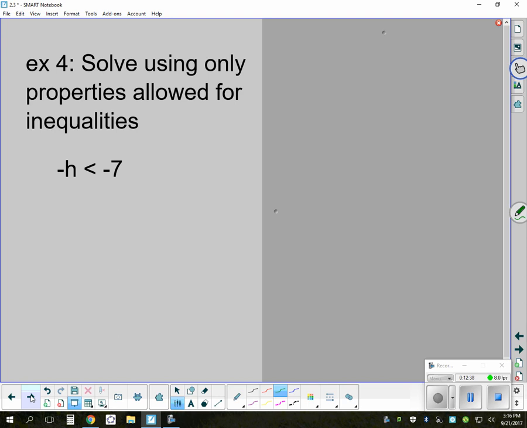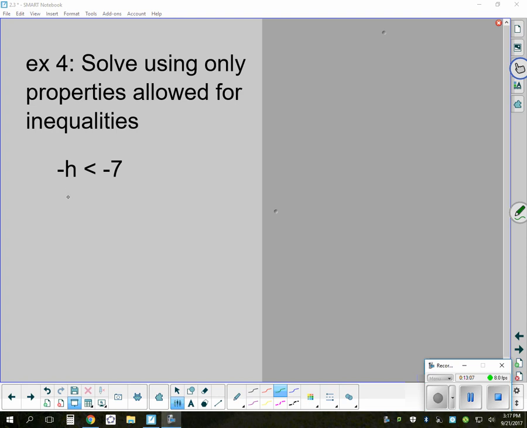Okay, example 4, solve using only properties allowed for inequalities. So we can use addition property and subtraction property as well, because subtraction is really just a different form of addition. And we can use multiplication property, but only if we're multiplying by a positive. So how could we solve this inequality? Negative h is less than negative 7.